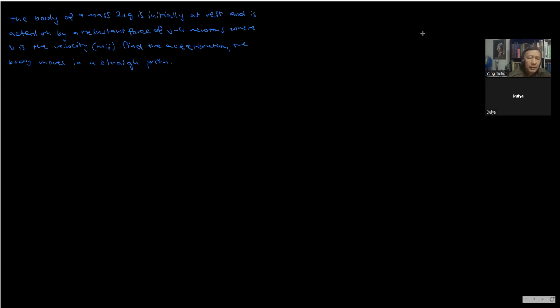Okay. Right. So what is the condition given? The mass, right? The mass is given. Is this 2 or 20? 2 kg, okay, 2 kilograms. Initially at rest, okay. So what does it mean at rest? Initial velocity is 0, that's u equal to 0. Anything else?